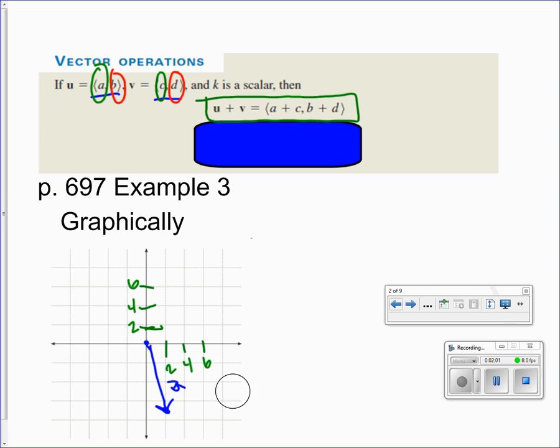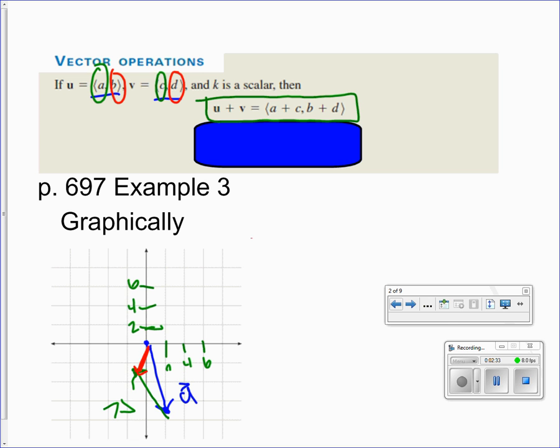Now, wherever the terminal point of u is, that's where the initial point of v will begin. So at that point, 2, -7, from that point, we're going to go left 3, up 4. So that's going to land us right here. We're going left 3, up 4, and that's going to represent vector v. And then if we connected back to the origin, that would be our sum.